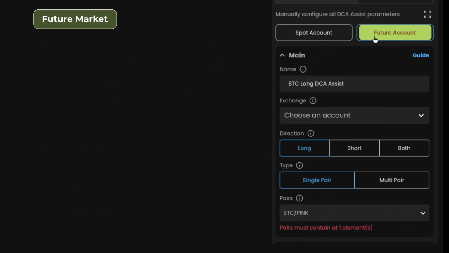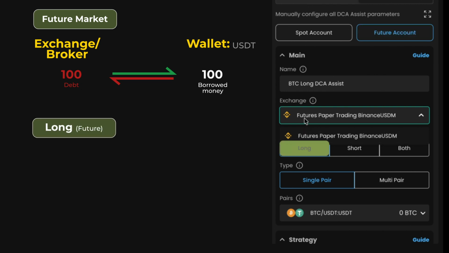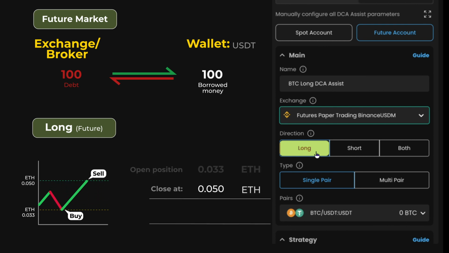Futures market. In futures, you don't actually hold the coin. Everything is managed via positions. Long. Your assist opens a long position when expecting the price to rise. If the price increases, it closes the position at a higher price, capturing the difference as profit.